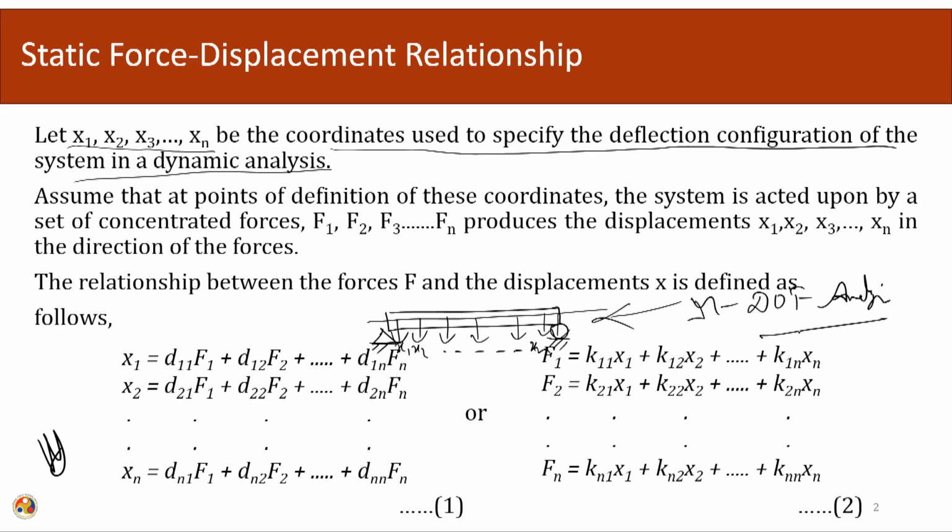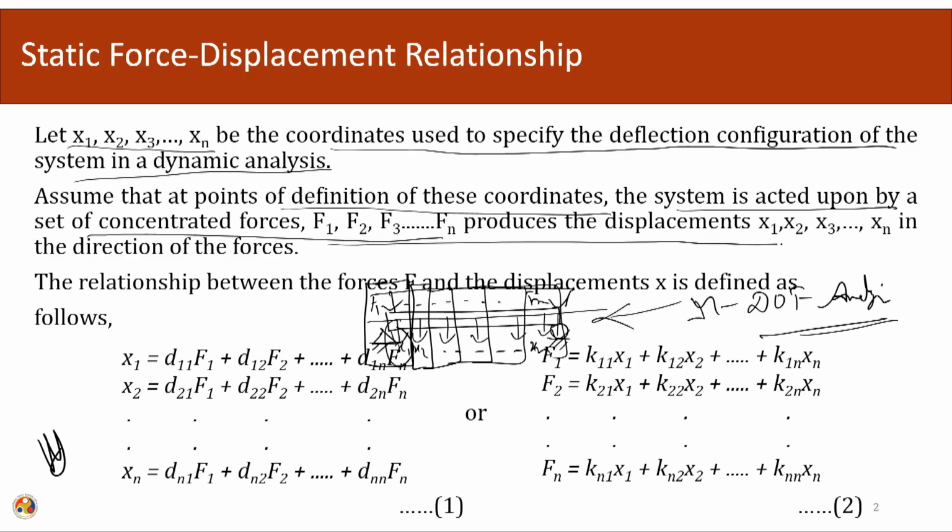We are assuming that at the points where these coordinates are defined, the system is acted upon by a set of concentrated forces. This might happen, this might not happen. Let us say that this is our total uniformly distributed load. What we are saying is that at the chosen degrees of freedom, this force acts in a concentrated sense. So, we are discretizing the degrees of freedom from a continuous system into a multiple degree of freedom system, and we are also discretizing the contribution from the individual forces. Here, each point will see its own different force.